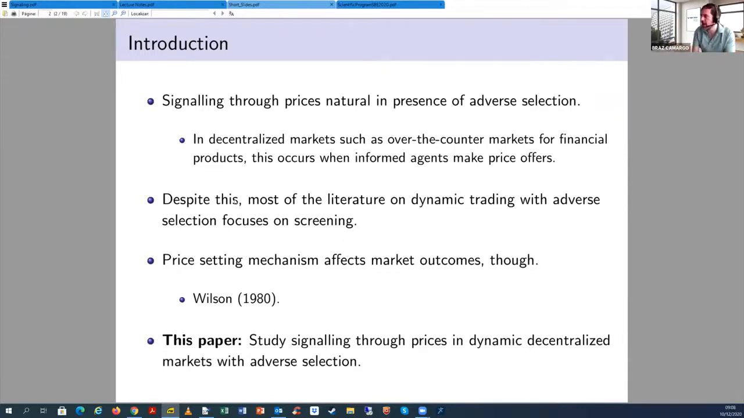Now, despite this, most of the literature on dynamic trading with adverse selection focuses on screening models, meaning models in which it's the uninformed party that makes offers to the informed parties. But we know since the seminal work of Wilson in 1980 that the price setting mechanism affects market outcomes. And so a very natural question to ask is: what happens in a dynamic decentralized market in which you have adverse selection? What happens when you have signaling through prices? This is what we do in this paper. We study signaling through prices in dynamic decentralized markets with adverse selection.